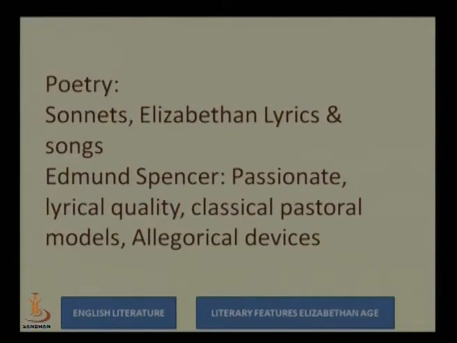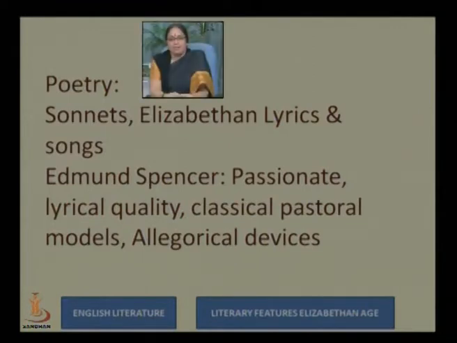Apart from that, when we talk about poetry, as I mentioned earlier, the Elizabethan age was also known as the nest of singing birds, because a lot of good poetry was written. The lyrical quality of the poetry was of very high standard. What kind of poetry was written? Let us have a look at that. Sonnets were written during this period. Elizabethan lyrics and songs were quite popular, were very lyrical, were musical.